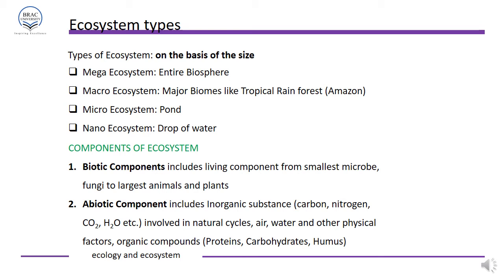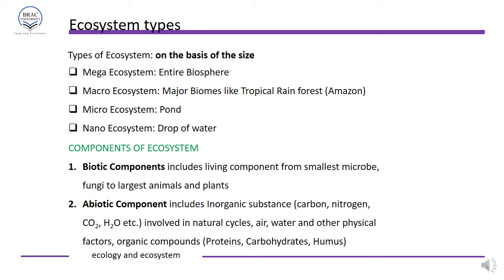Then we have a typology of ecosystems based on size. If the size of the ecosystem is the entire biosphere, then we call it a mega ecosystem. If the size is about, for example, a tropical rainforest or a deciduous forest, we can call it a macro ecosystem. A micro ecosystem is, for example, the ecosystem of a pond, and we have the nano ecosystem. One drop of water can create its own ecosystem, with the minerals, the bacteria, the pathogens, all inside the small drop of water.